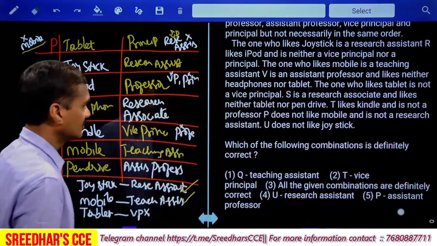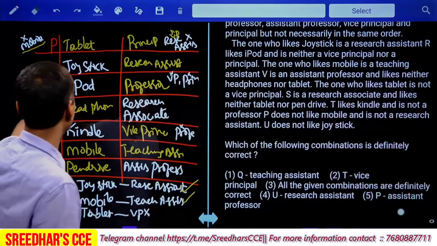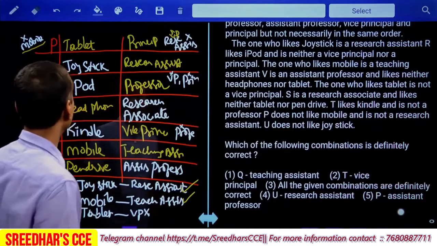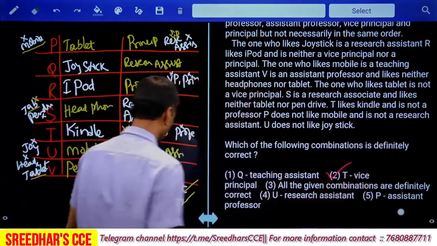The 14th one. Which of the following combinations is definitely correct? Q teaching assistant, that is false. T vice principal, definitely true. Hence, what is your answer here? Choice 2, question number 14.